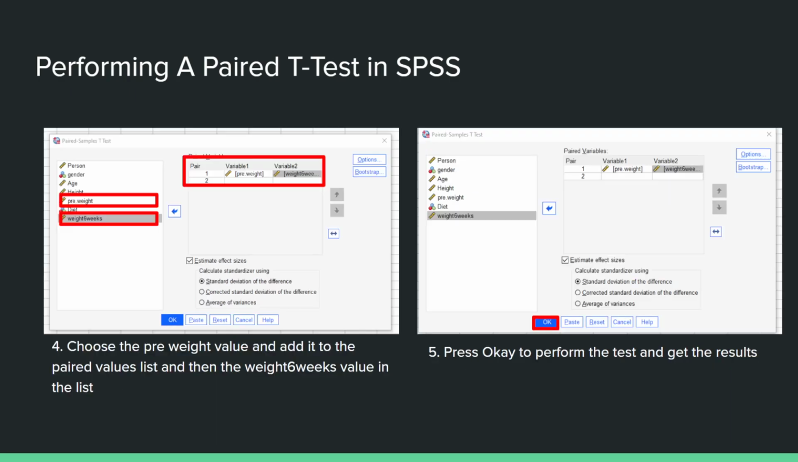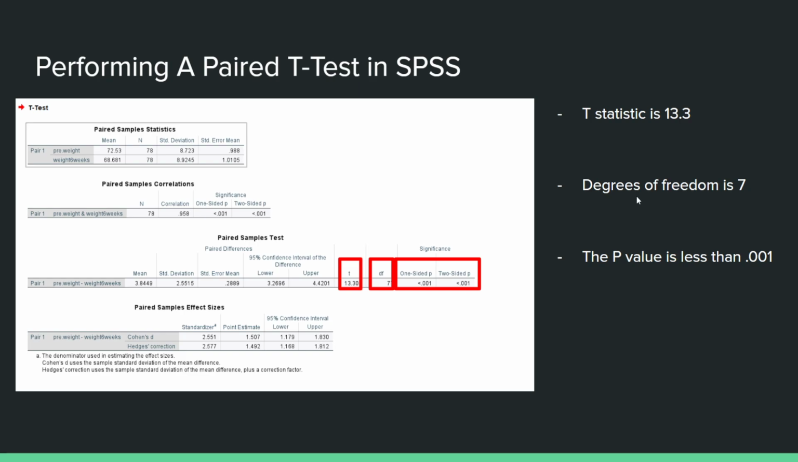So you insert the information, press OK to perform the test and get the results. And so the t-statistic is 13.3. The degrees of freedom is 7, and the p-value is less than 0.001 once again, meaning that we reject the null hypothesis and state that the diet does have an effect on the mean weight of each of the groups. So that is pretty much it that I have for this lecture.